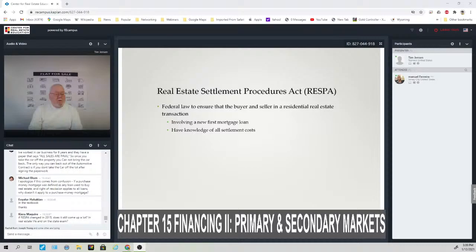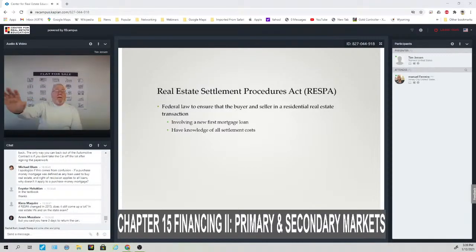If RESPA changed in 2015, does it still come up a lot? I'm going to go through it in just a minute. In fact, we're going to talk about it right now, unless there are any other questions, so I'll wait. But you said you have 3 days to return the car. That's a consumer loan of a car. I'm not returning a car. I'm just not taking possession of it for 3 days. So understand the difference of taking possession versus signing a loan application. That's all.